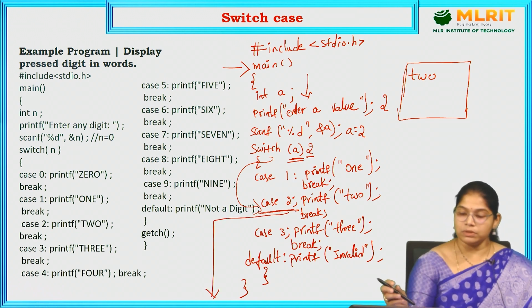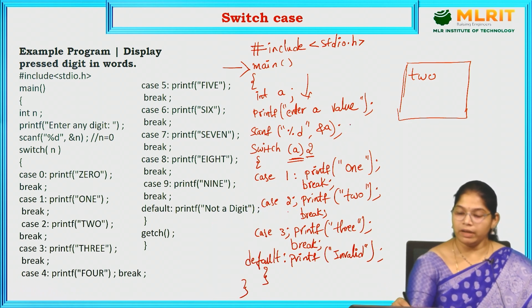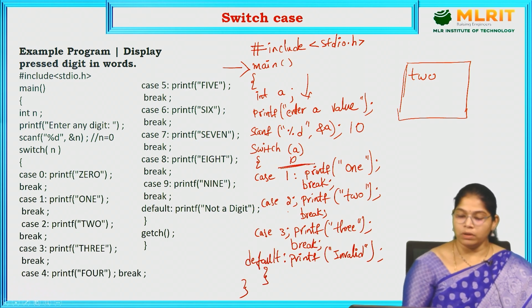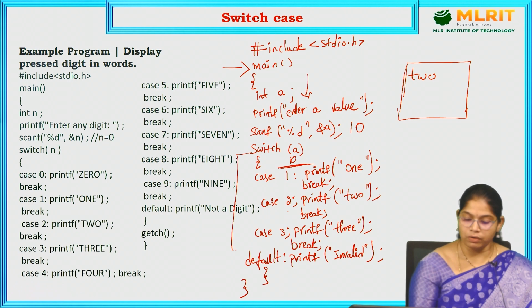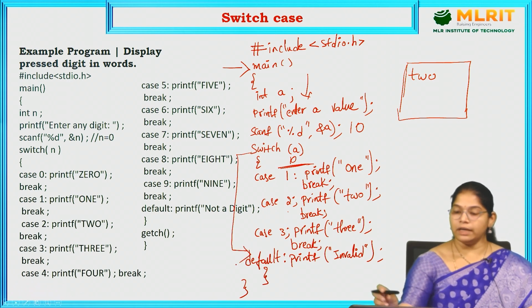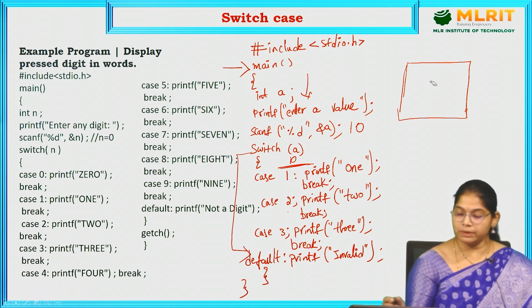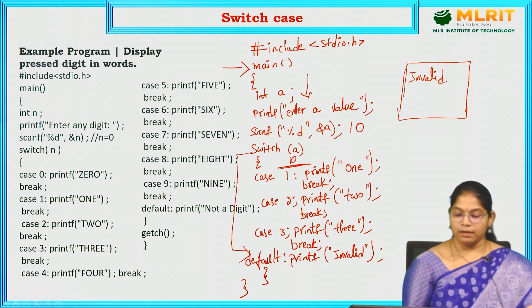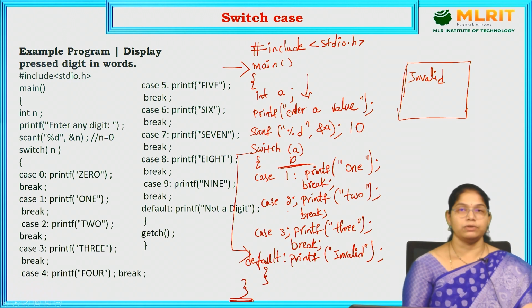Let us suppose here the a value is not 2. Here a value is 10. So what is the a value? Switch a. Here a value is 10. Is there any case value that matches the switch expression? No. Then the control goes to default. What does it print on the console window? It prints invalid. Then end of the execution.